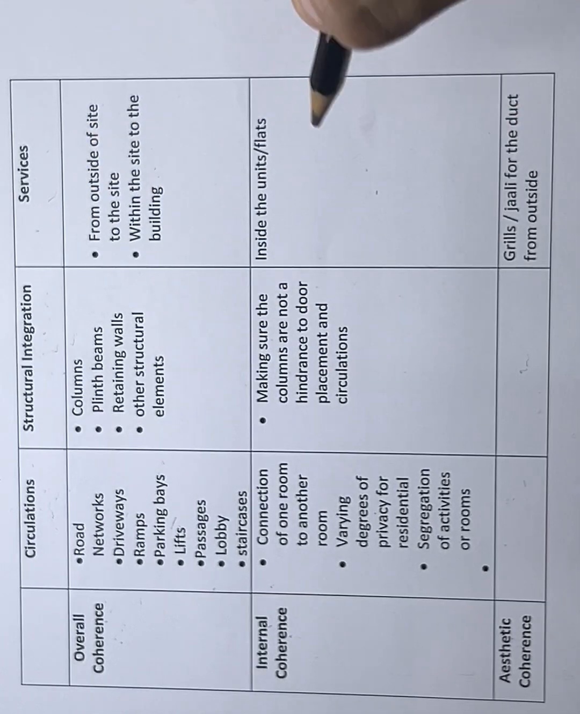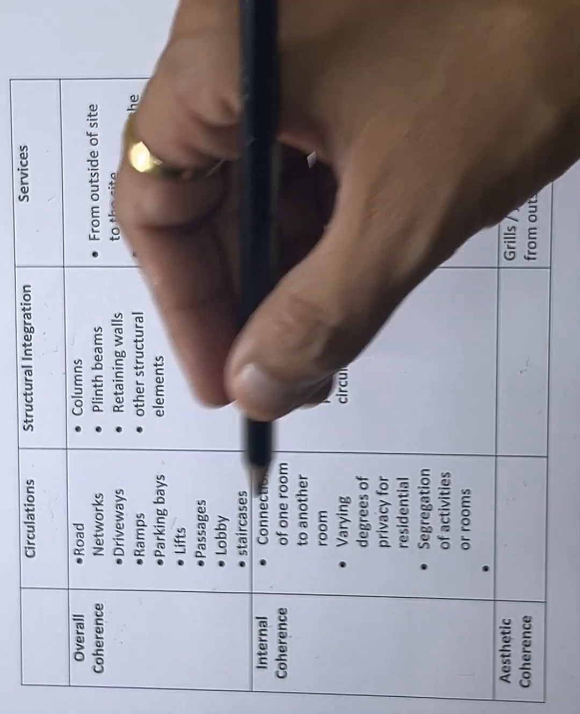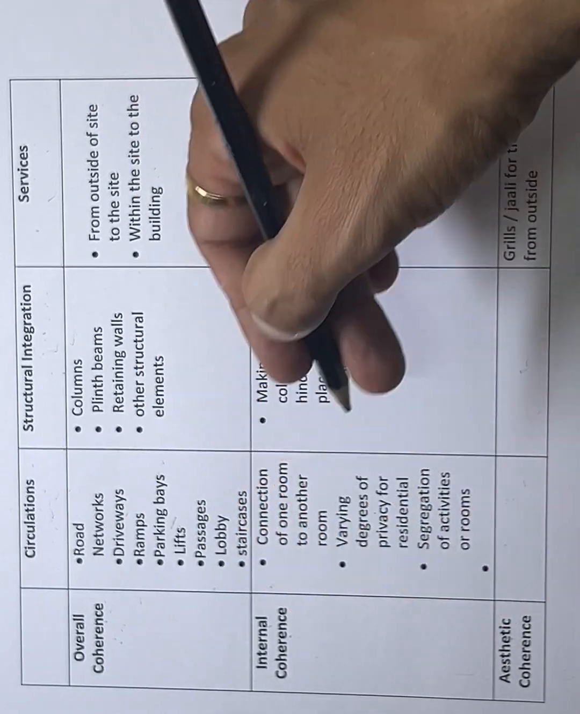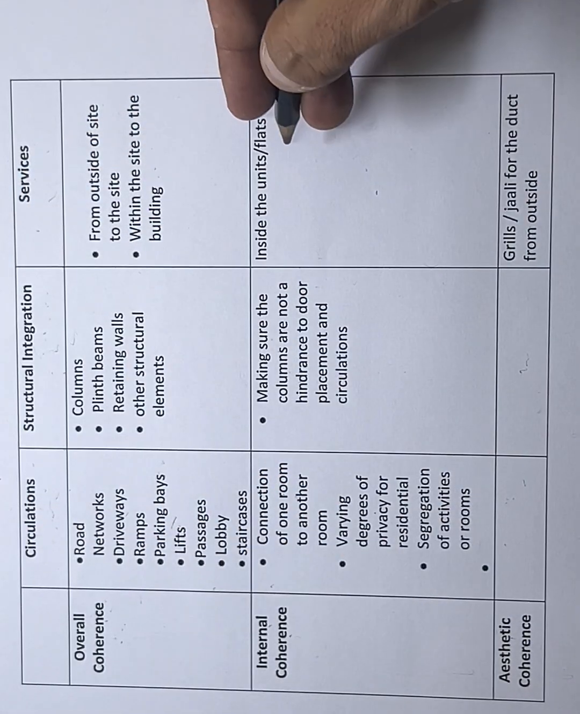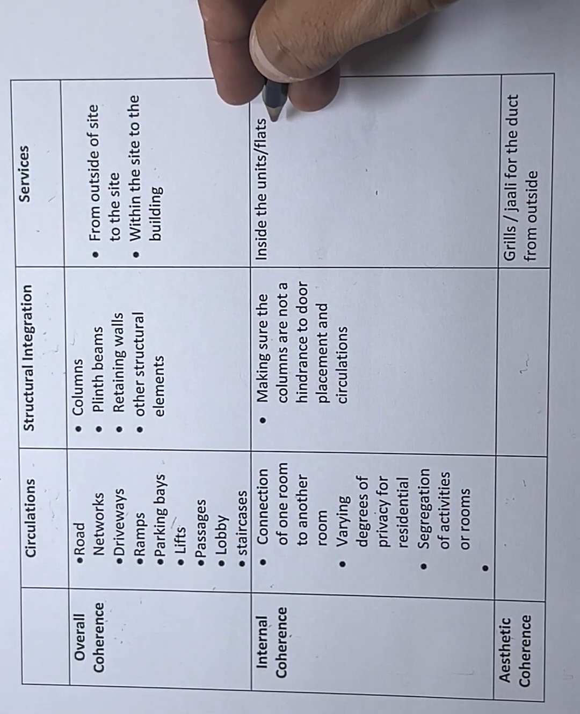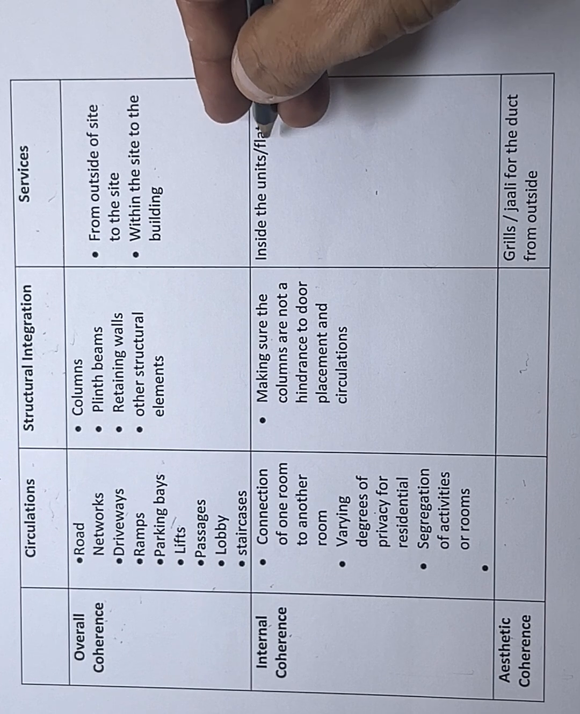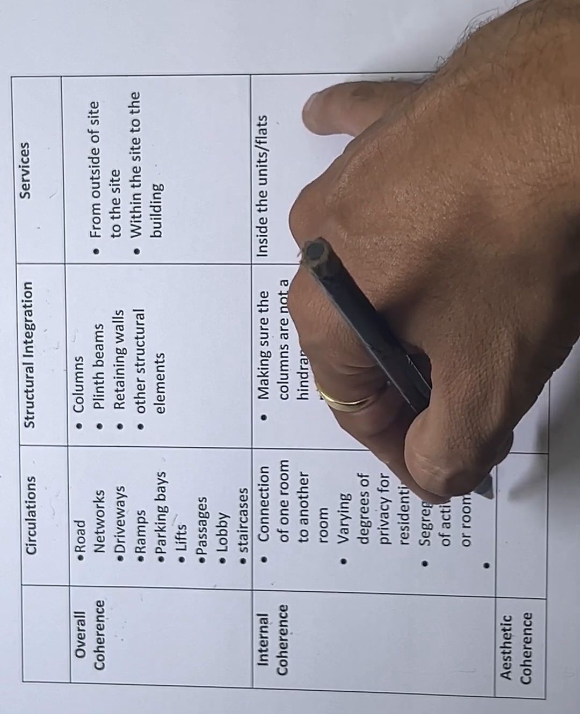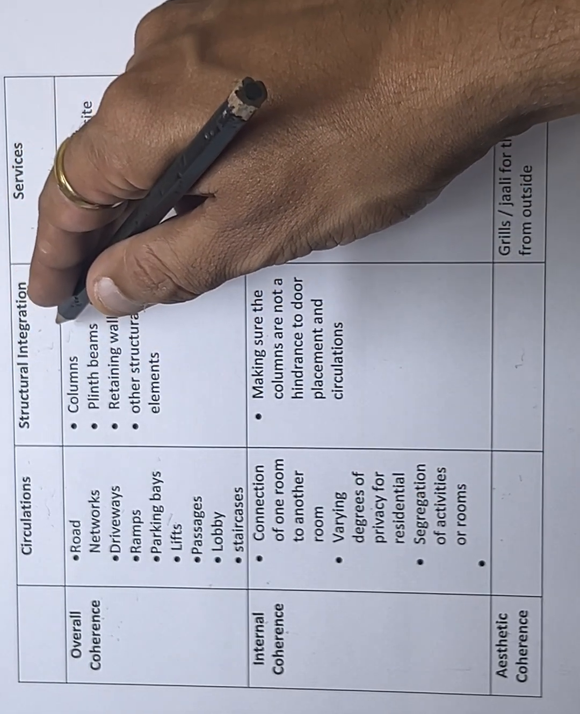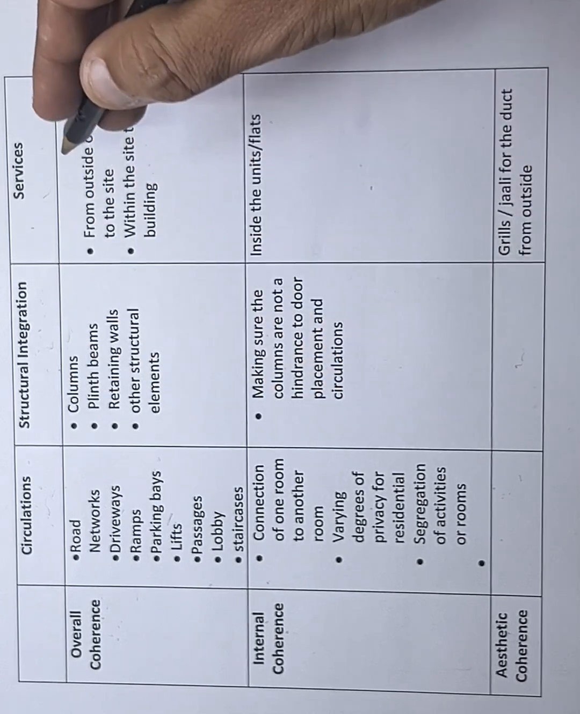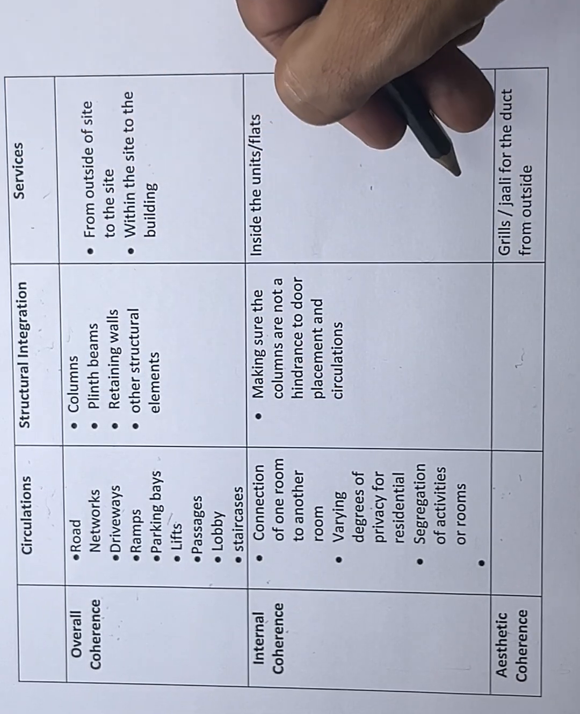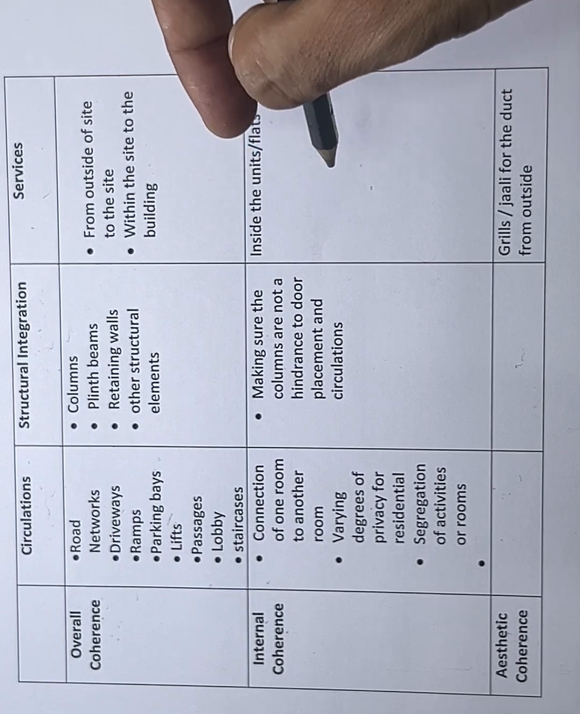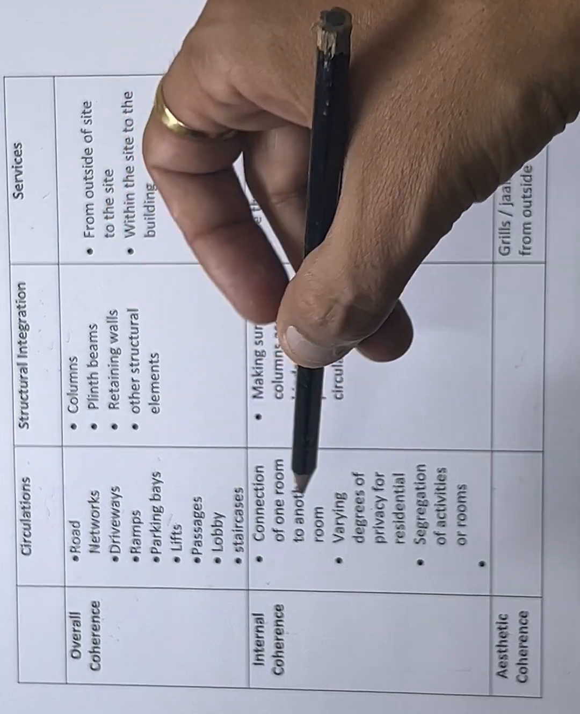For that, I've come up with a table which shows what is a good architectural design. On the vertical axis here, you are seeing overall coherence, internal coherence, and aesthetic coherence. So this part is about coherence, how the buildings are functioning in a layout, how the apartment flat is functioning within itself as one unit, and then there is aesthetic coherence. Then there is RCC, that is structural integration with the architectural design. And then there's services, how the services are integrated with the architectural design, with the layout, and within the layout and inside the units. So let's start with the table now.